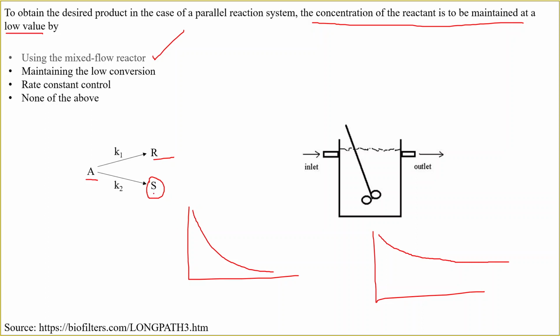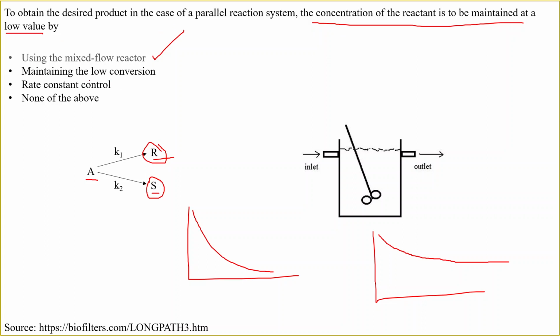And that's why the favorable condition for forming of S will be reduced, and we will be getting somewhat better concentration for the R. And that's why we are reducing the concentration of A and using a mixed flow reactor.